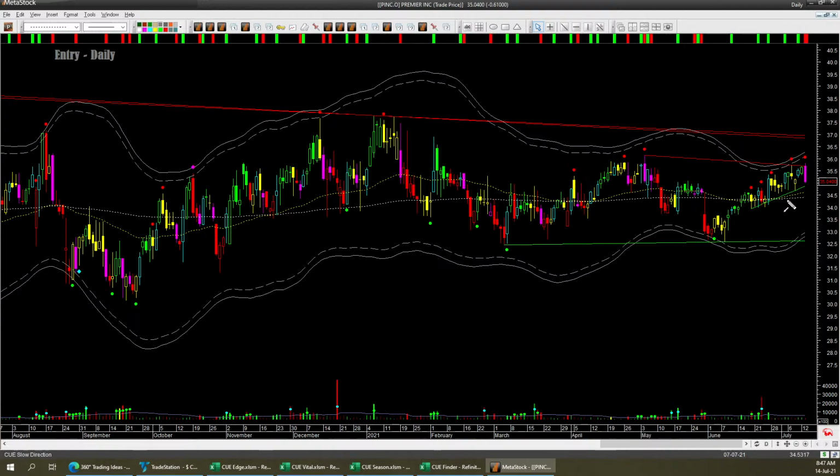PINC, this also has a trend line support.